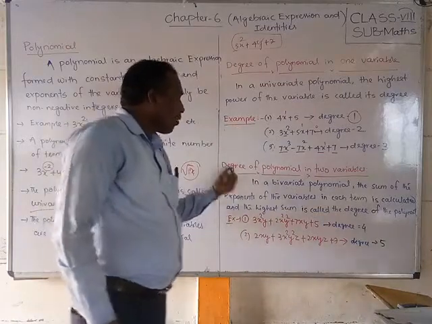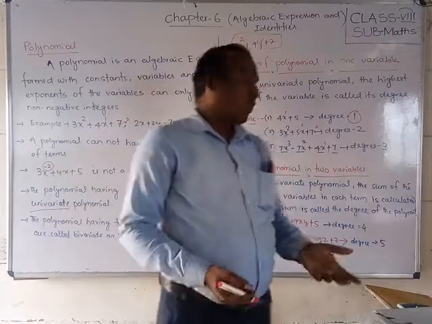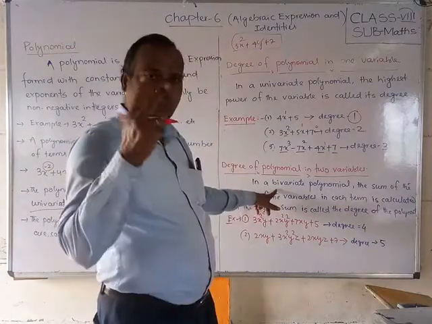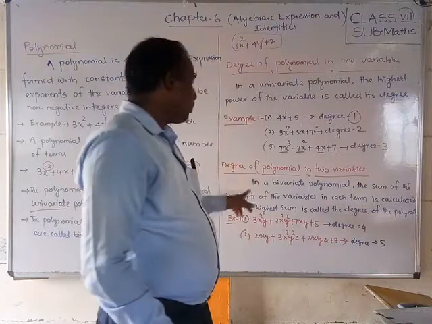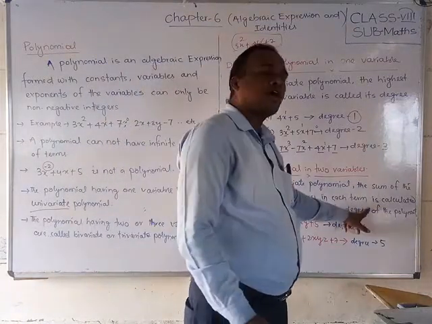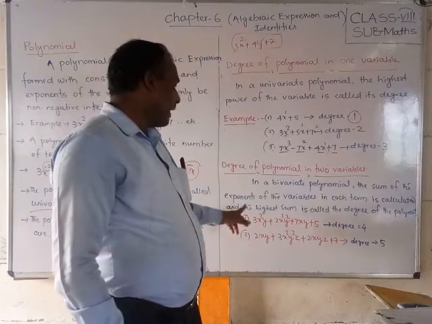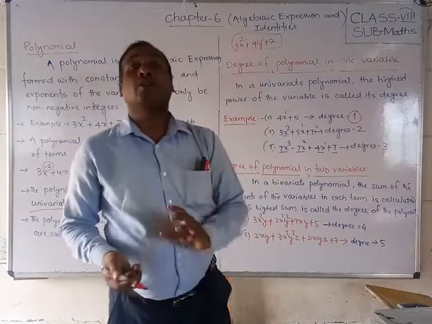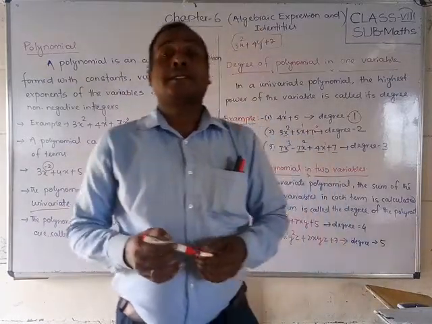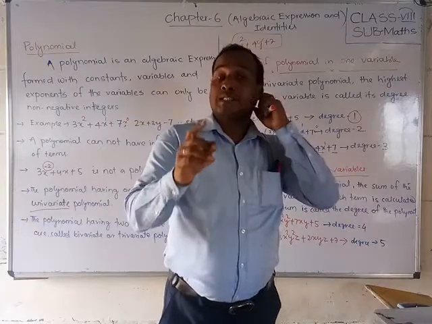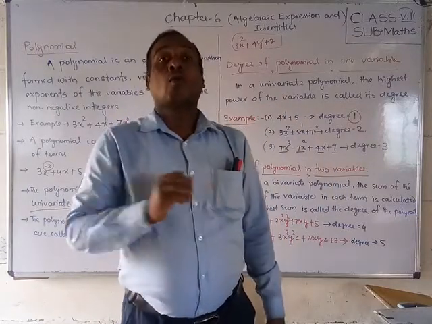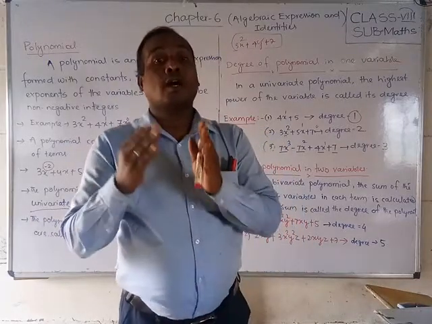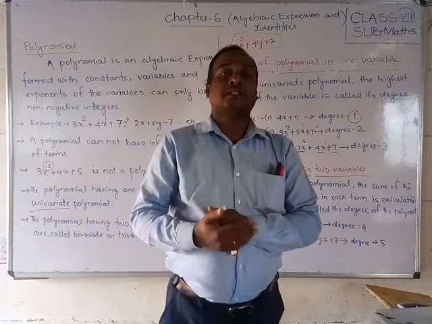Now, students, similarly, what is the degree of a bivariate polynomial? Okay, see, bivariate means 2 variables. The sum of the exponents of the variables in each term is calculated, and the highest sum is called the degree of the polynomial. It is very important, students. Very carefully you have to understand. If it contains 2 variables, or 3 variables, trivariate, what do you have to do?